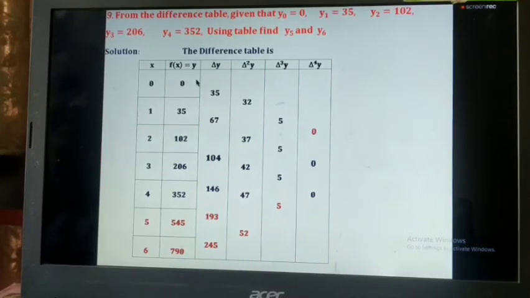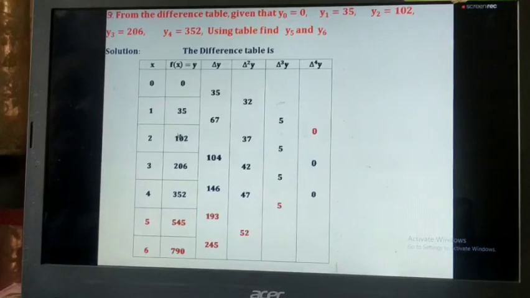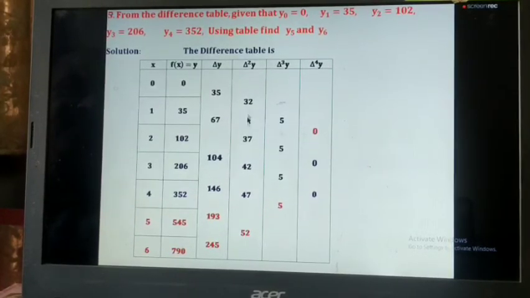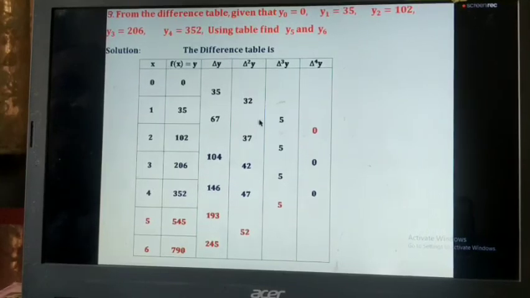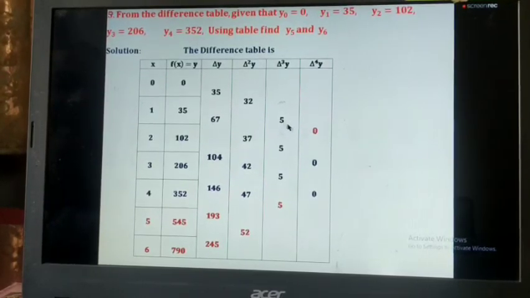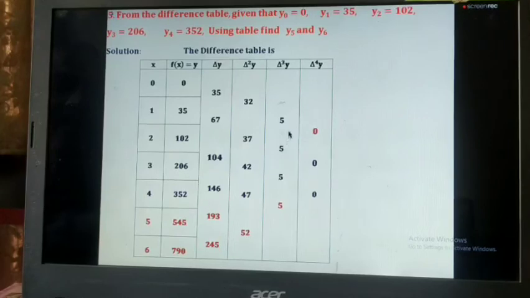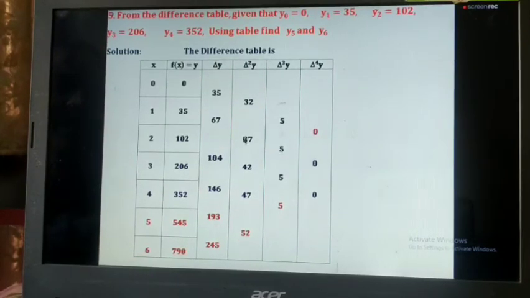The Δy is 35 minus 0, and the next difference 102 minus 35, and so forth. Similarly, the second differences Δ²y up to the third difference are 32, 37, 42, 47. Next it is the Δ³y, 5, 5, and lastly it is 0. So this is the fifth-term differences. Our question is to find out the 5th term and the 6th term.